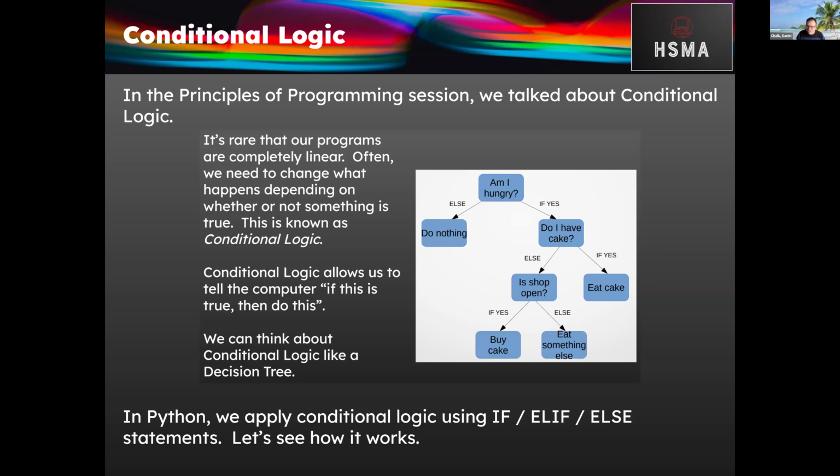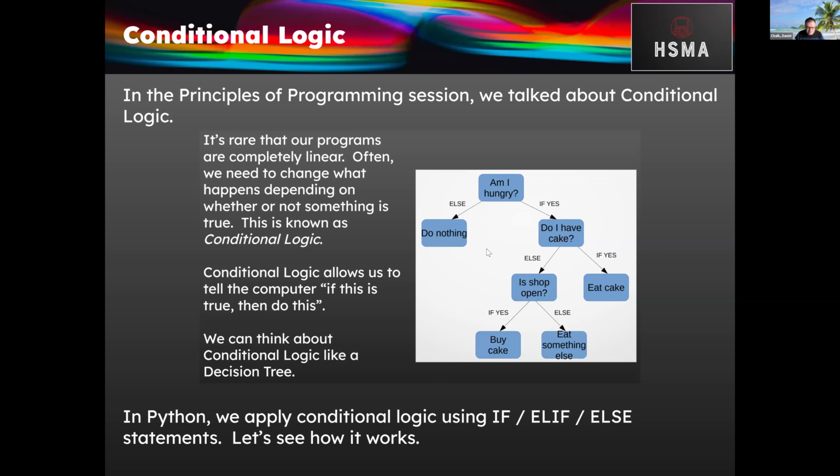Let's talk a little bit about conditional logic now. So we first introduced conditional logic in the Principles of Programming session, and we said that conditional logic is really useful in our computer programs because very rarely are they perfectly linear. We usually want our programs to do different things depending on whether something is true or not. And that's basically known as conditional logic.